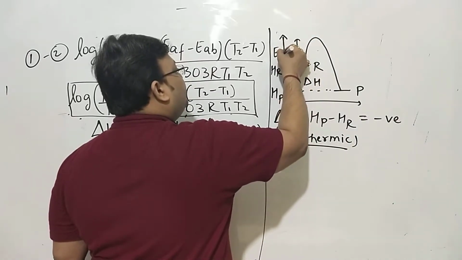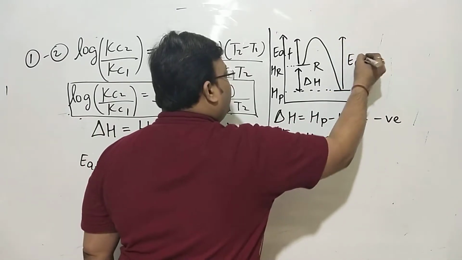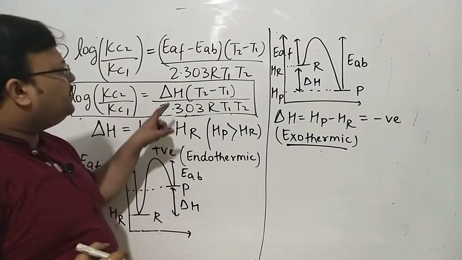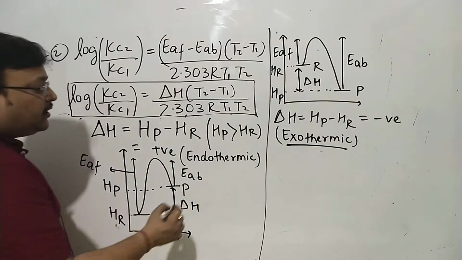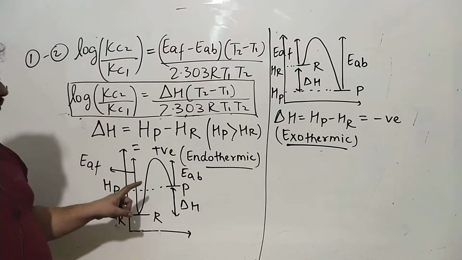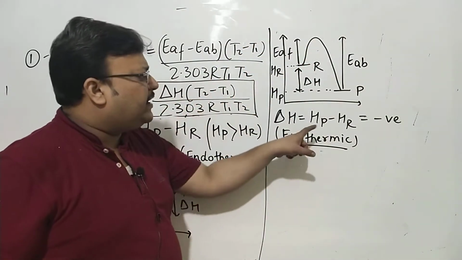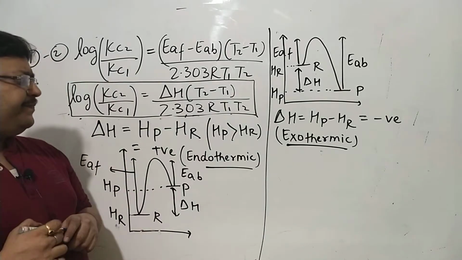EAF you see is smaller than EAB. So EAF smaller than EAB, delta H negative. You will believe delta H is the difference of EAF and EAB. EAF more than EAB in endothermic, delta H is positive. EAF less than EAB, delta H negative, exothermic. Heat released is negative, heat absorbed is positive.